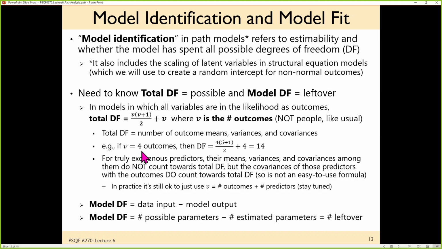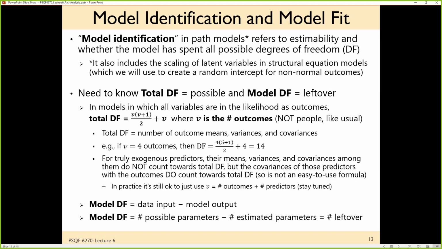So if I had 4, then total degrees of freedom would be this quantity here, 4 times, hang on, I think I did the math wrong here. What's wrong with this? 4 plus 1. I tried to do it twice, so please fix that to 4 plus 1 instead of 5, divided by 2. So then I have 14. That means if I have 4 variables in my analysis, then I can spend 14 parameters to describe them.